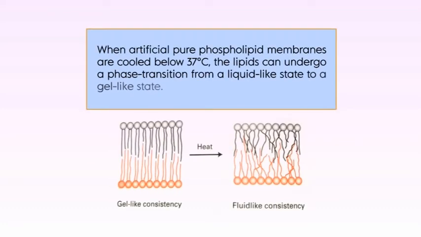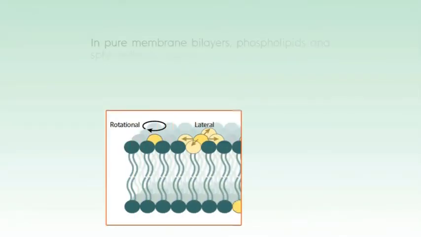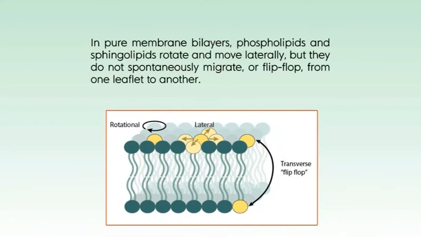When artificial pure phospholipid membranes are cooled below 37 degrees Celsius, the lipids can undergo a phase transition from a liquid-like state to a gel-like state. Below the phase transition temperature, the diffusion of lipids drops sharply. At normal physiologic temperature, the hydrophobic interior of natural membranes has a low viscosity and fluid-like consistency. In pure membrane bilayers, phospholipids and sphingolipids rotate and move laterally, but they do not spontaneously migrate or flip-flop from one leaflet to another.